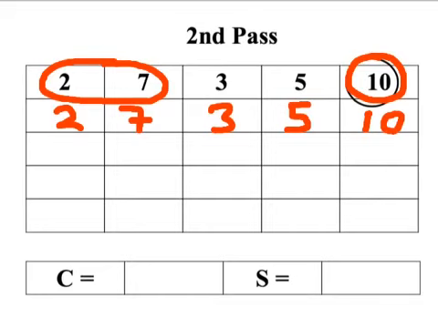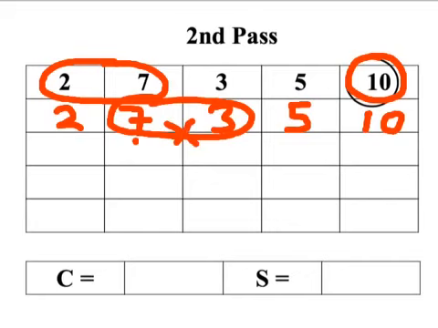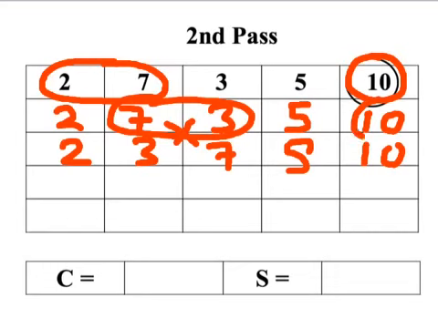And then I compare numbers 2 and 3. Now as before, 7 is bigger than 3, so I put my little cross to show I'm swapping them. 3 and 7, fill the rest of my numbers in, put the circles around the 10 to show we don't need to touch them.